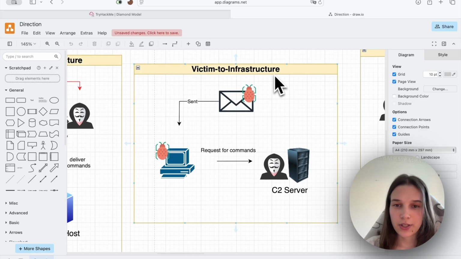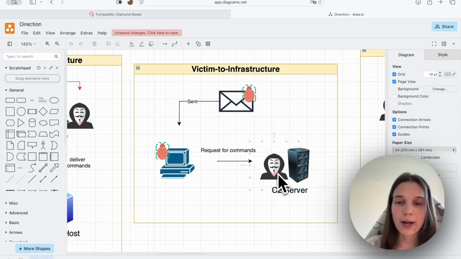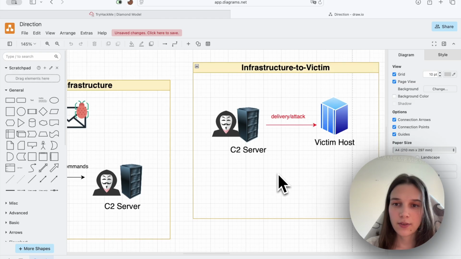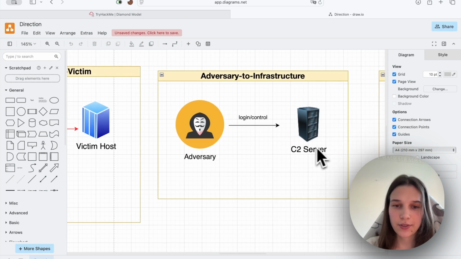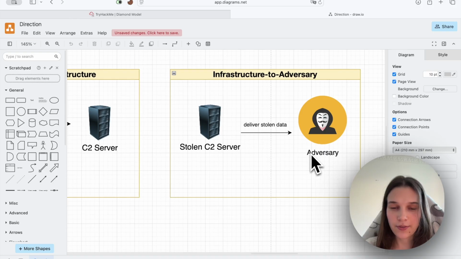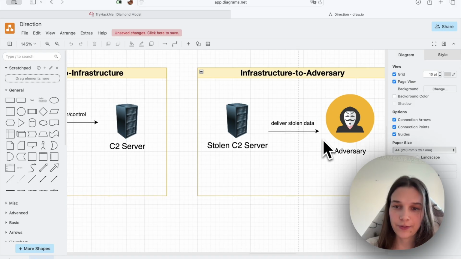The proxy sends the result relayed to the C2 server, and after that it goes on giving tasking. Next one is victim to infrastructure. The phishing email goes to the PC of the victim, and it requests future commands from the C2 server owned by the adversary. Infrastructure to victim: the C2 server owned by the adversary delivers an attack on a victim host. Adversary to infrastructure: the adversary logs in and controls the C2 server. Infrastructure to adversary: the C2 server delivers stolen data to the adversary.